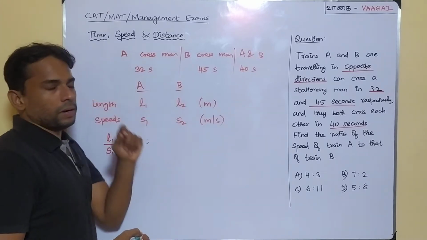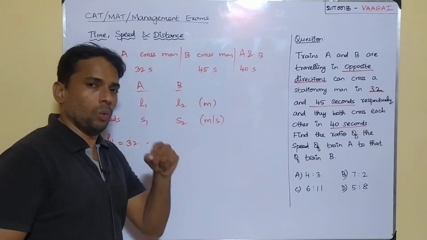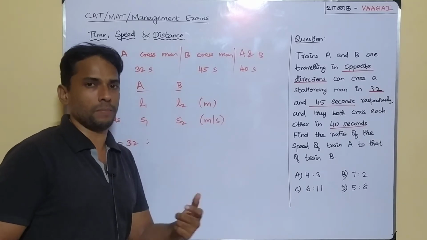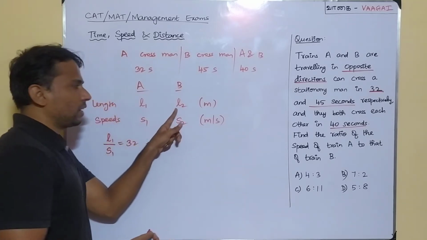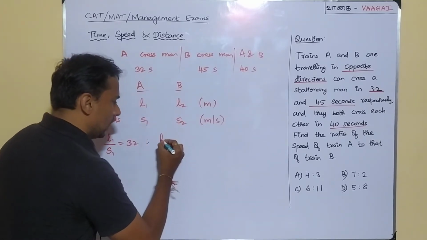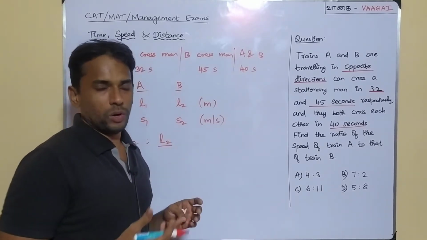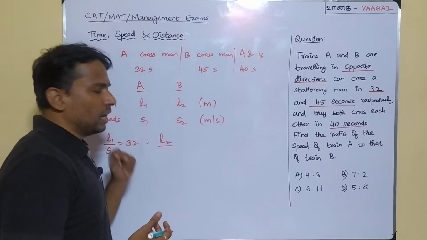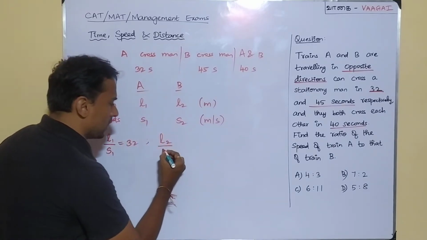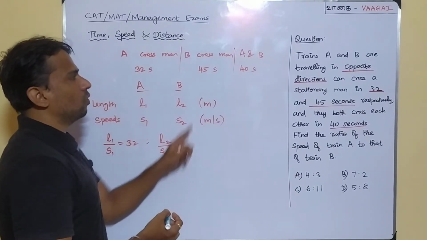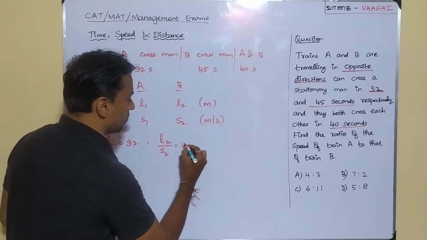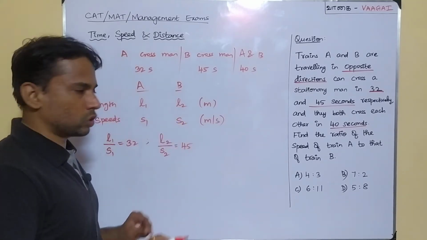Train B is going to cross the man, so now we have to take the distance traveled by train B, which is going to be the length of train B only. So that means L2 divided by, now which train is crossing? Train B itself is going to cross, so we have to take train B's speed only, that is S2. This is equal to 45. I'm going to equate this to 45. Okay, this is also over.